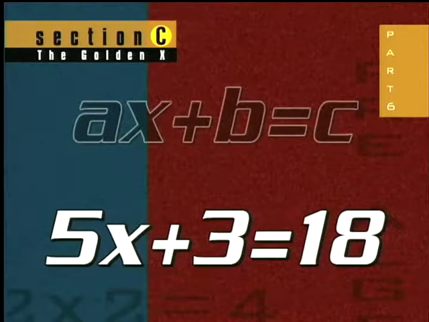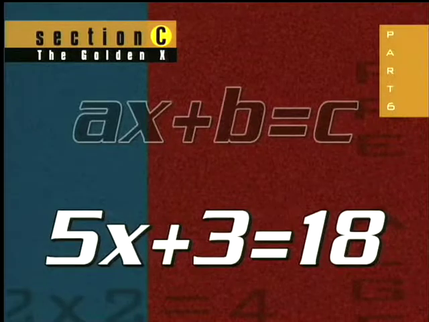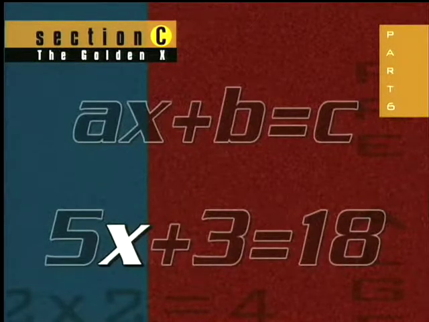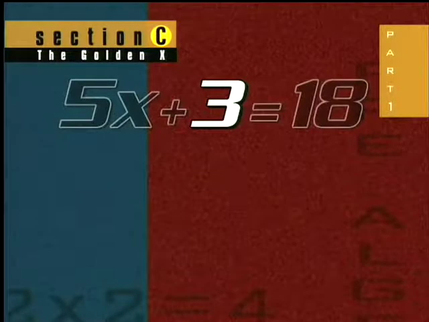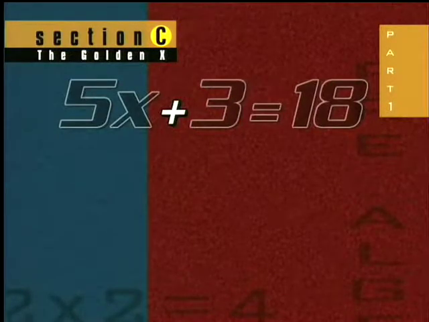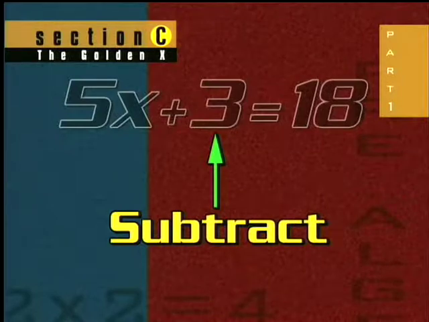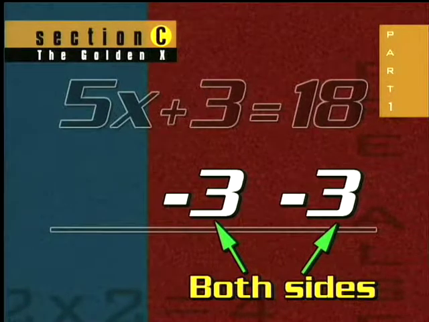What if we have 5x plus 3 equals 18? How do we get x on a side by itself so that we can solve for it? In this case, we want to move the 3 first. Because 3 is added on the left, we need to subtract it. And remember, the key is that we've got to subtract it from both sides to keep the scale balanced.